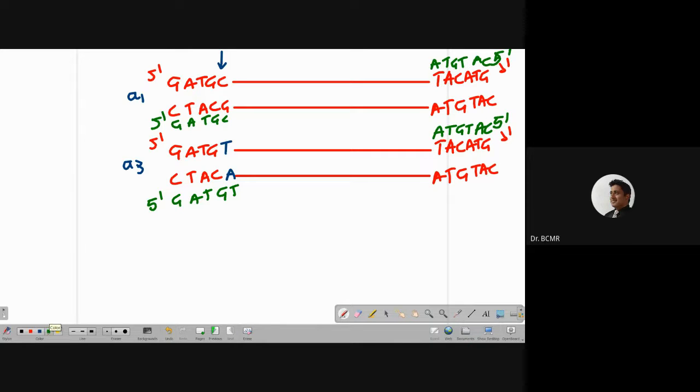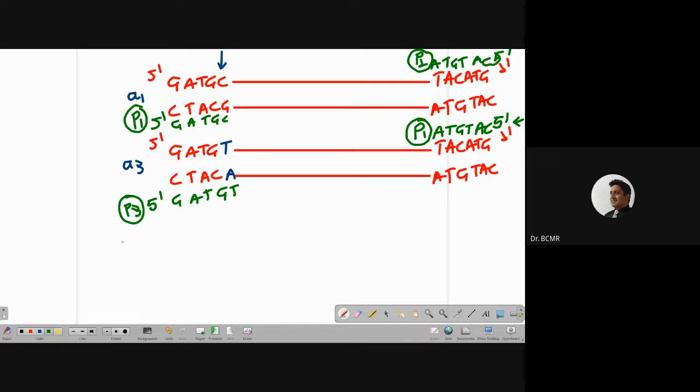Okay, I'll use green color. So this is P1, primer 1. And this one is P2. And we have a different one, P3. The primer that is shown here is the same as P1, right? So we don't have to call it anything else, it is just P1.